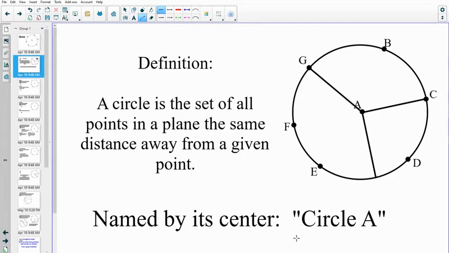I'll name a circle by its center, especially if there's more than one circle. In the case of this one, I could refer to this as circle A, or sometimes you'll see it written out with this symbol to represent a circle, just a literal circle with a dot in the middle of it, and that would mean circle A.